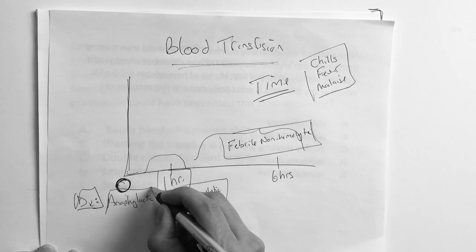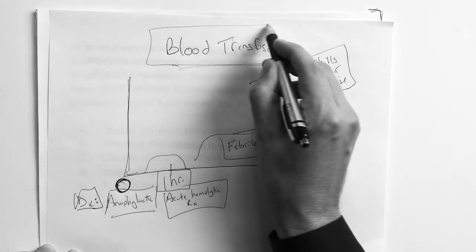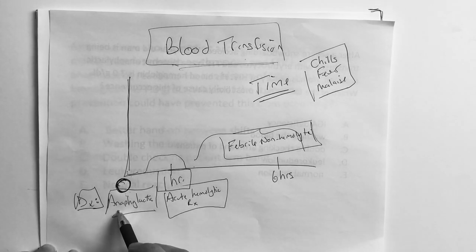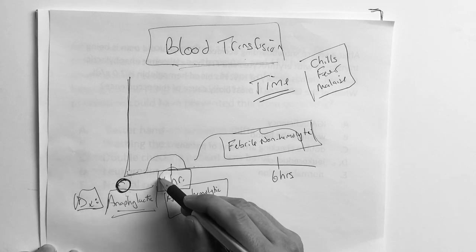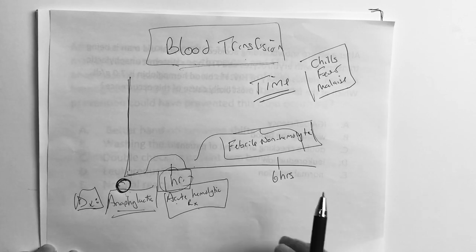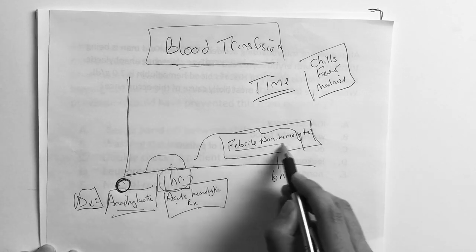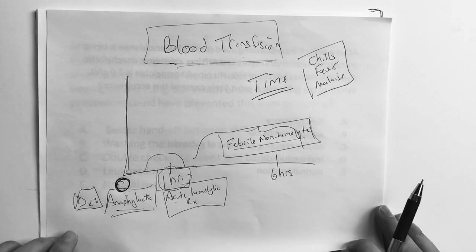So again, all we did right now is say, look, a question talked about a blood transfusion. If the reaction occurred right away, it's anaphylactic. If it happened right around an hour, it's acute hemolytic. And if it happened after an hour, up to 6, it's febrile non-hemolytic, okay?